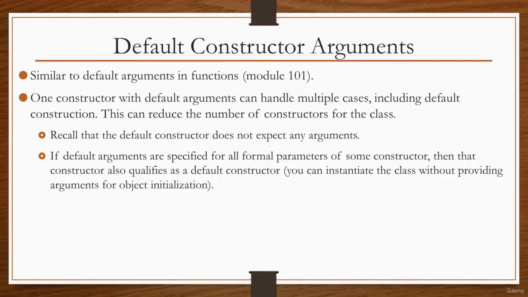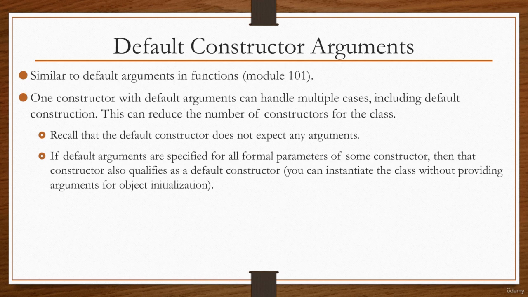In Module 101, I talked about the fact that we can have default arguments for our functions. Now we can also specify default arguments for our constructors. Now this can be very useful. One constructor with default arguments can handle multiple cases, including the fact that it can act as the default constructor. This can reduce the number of constructors for the class.